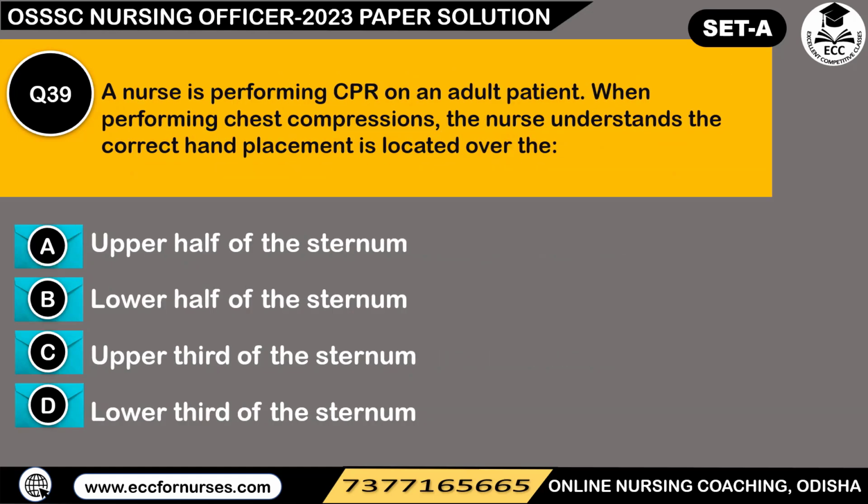Question number 39. A nurse is performing CPR on an adult patient. When performing chest compressions, the nurse understands the correct hand placement is located over the lower half of the sternum. In case of adult, it is lower half of the sternum. In case of infants, we can use lower one third of the sternum.